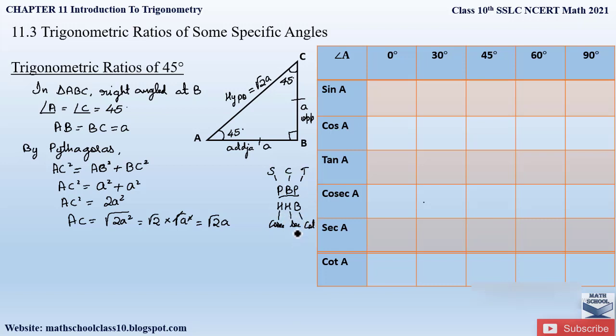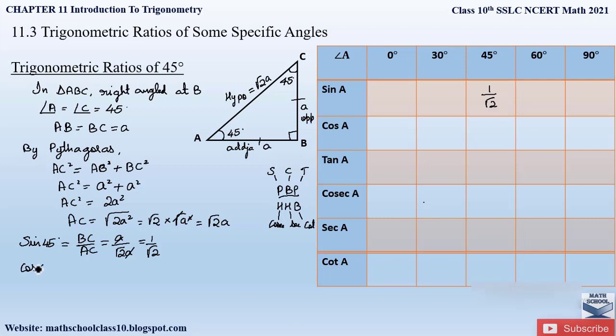This we have already learned in our previous videos. Now let us find out the trigonometric ratios at angle A. So sine 45 degree will be the opposite side by hypotenuse. Here the perpendicular is BC and hypotenuse is AC. So BC is a, and the hypotenuse is root 2a. Here a and a will get cancelled and we will be left with 1 by root 2. So sine 45 will be how much? 1 by root 2. So we will write down here in the table.